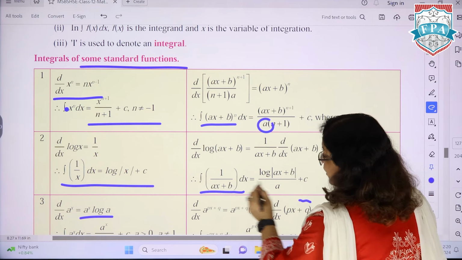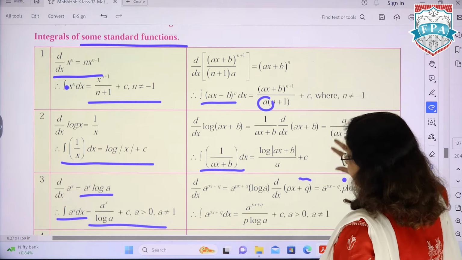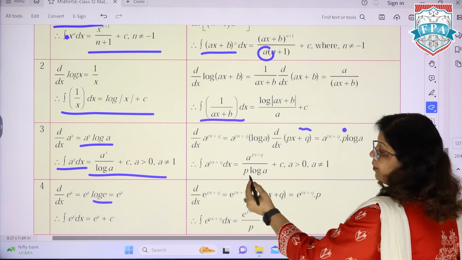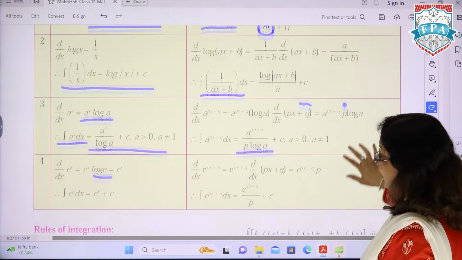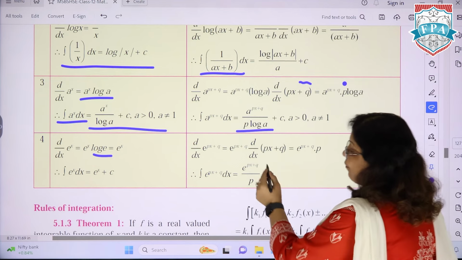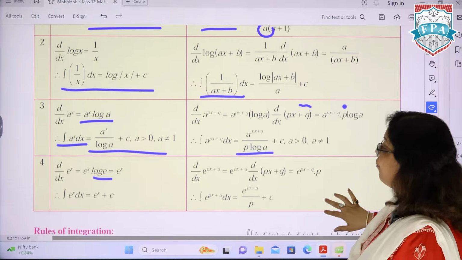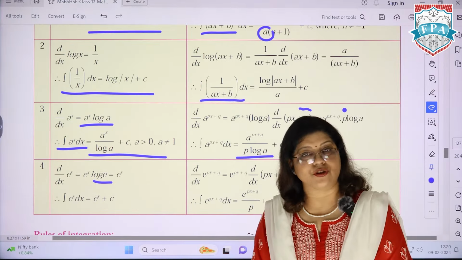Similarly, the integral of 1 upon ax plus b is log of ax plus b divided by a. The integral of a to the power px plus q is a to the power px plus q upon log a multiplied by p. The integral of e to the power px plus q is the same value divided by p. So these are the general basic formulae which we will be applying in any kind of integration rule.